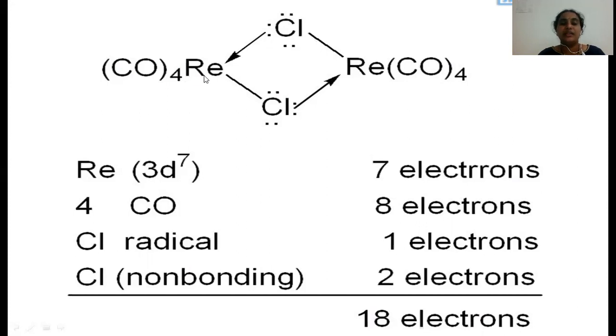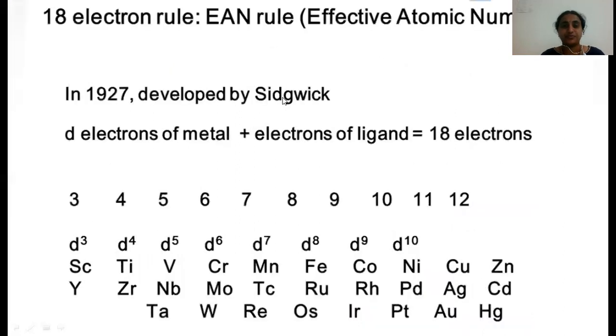So here, the outer shell electrons are a total of 7 electrons for each metal, and 4 ligands are present on each metal. So 4 into 2 is 8 electrons. From this bond which was shared by 1 electron, that is 1. Here this metal got 2 electrons from this ligand, hence 2 electrons in total, which gives 18 electrons, which is also equal to the inert gas atomic number. Hence this complex is also stable.